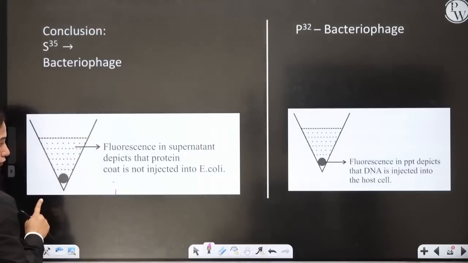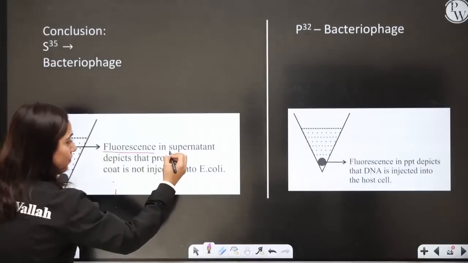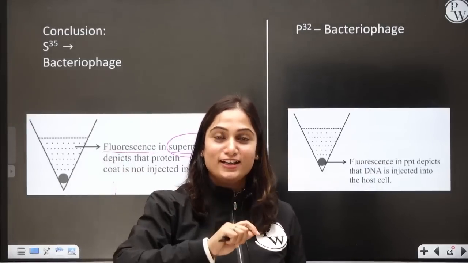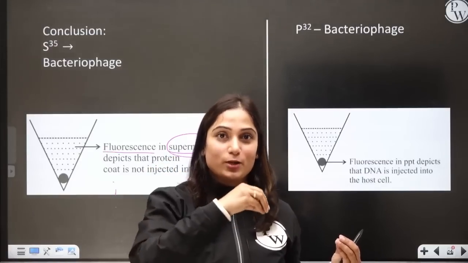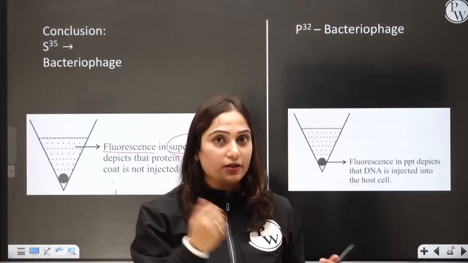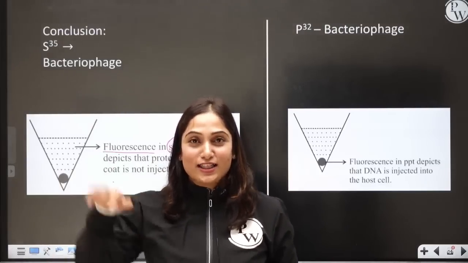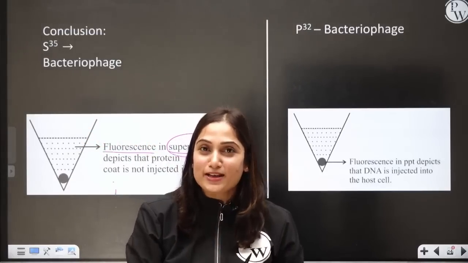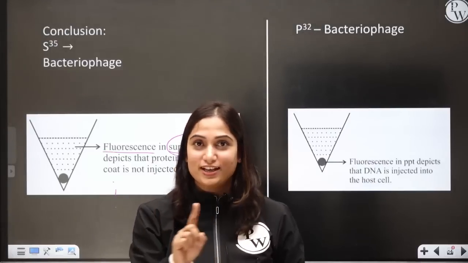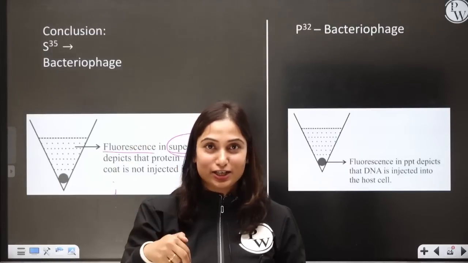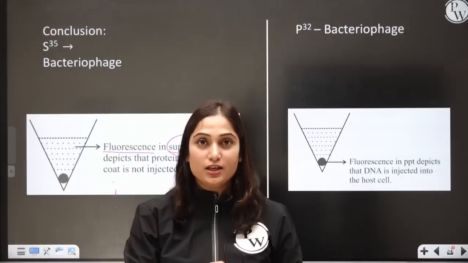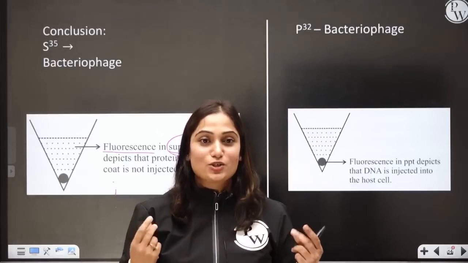In this Eppendorf tube, the fluorescence was present in the supernatant. And the presence of fluorescence in the supernatant depicts that the supernatant has that part of virus which is radioactively labeled. And we know what part of virus was radioactively labeled in this experiment. Protein coat. So the fluorescence in the supernatant depicts that the protein coat of the virus is present in the supernatant. That means protein coat is not injected into the E. coli, because the supernatant contains the part of virus which is not injected into the E. coli. So what does that depict? That protein is not the genetic material, because the virus has not injected its protein coat into the E. coli. That is why it is present in the supernatant, and that is why it is showing the fluorescence.